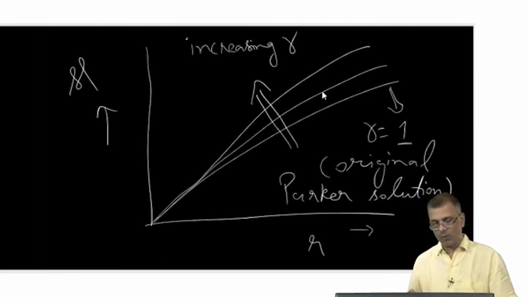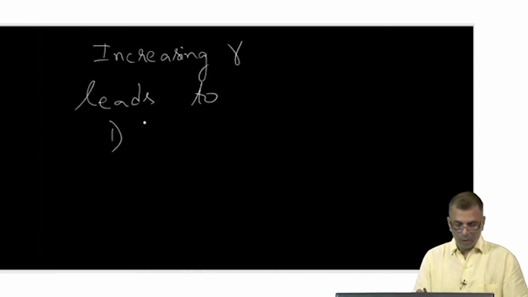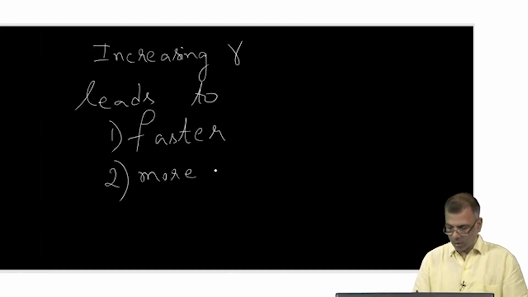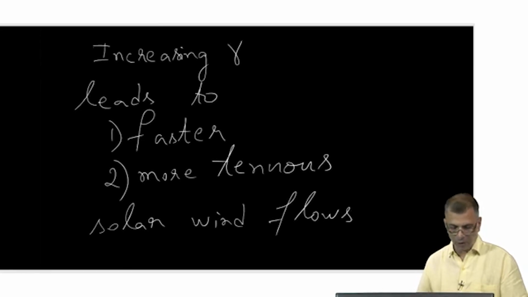So, the main conclusion of this paper is that increasing gamma leads to faster and more tenuous solar wind flows. Why faster? Well, here you go.